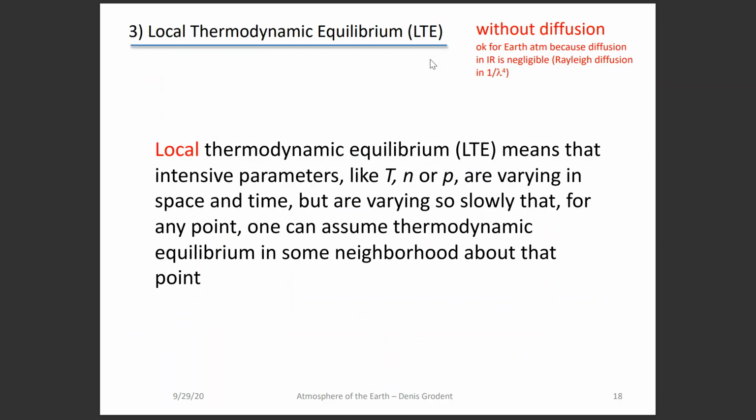So no matter. What is the local thermodynamic equilibrium and where can it be applied? We say that in local thermodynamic equilibrium, the intensive parameters like T, N, or P vary in space and time, but vary so slowly that at any point thermodynamic equilibrium can be assumed in some neighborhood about that point.